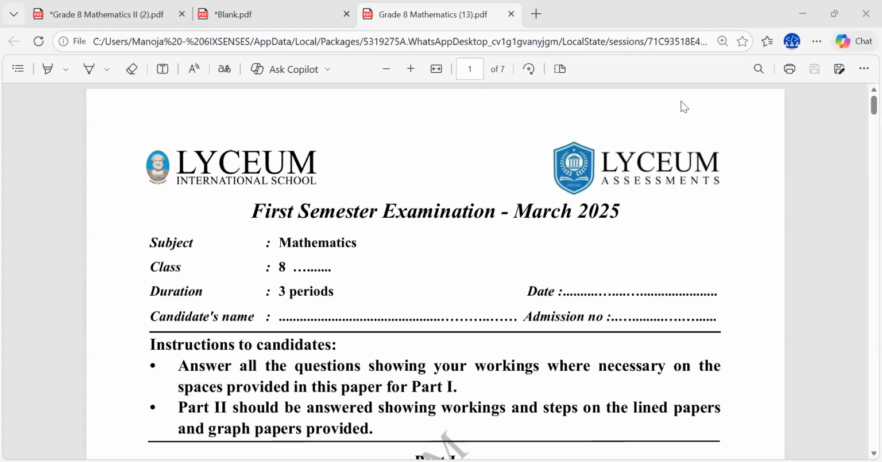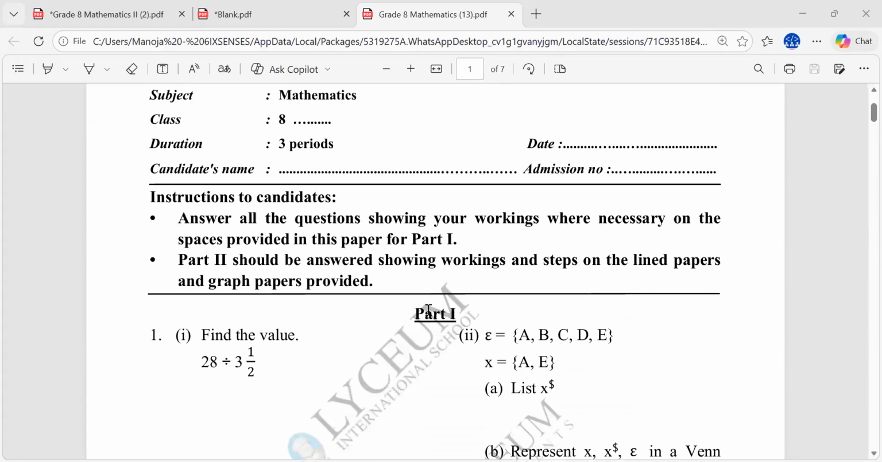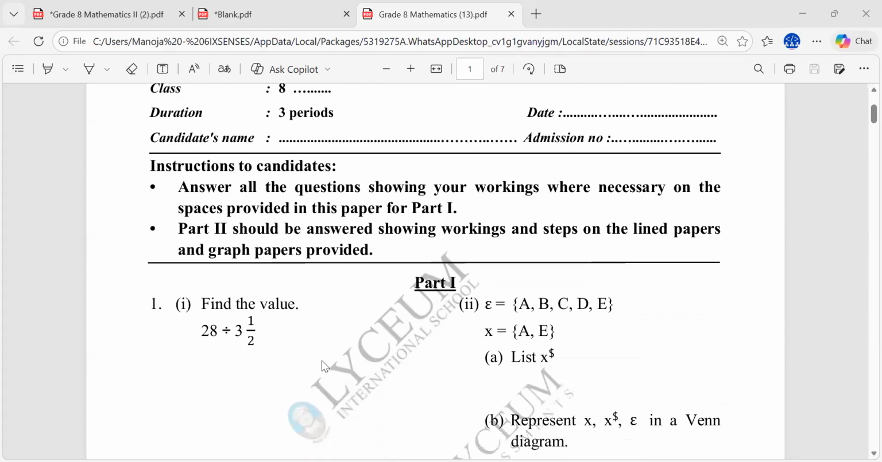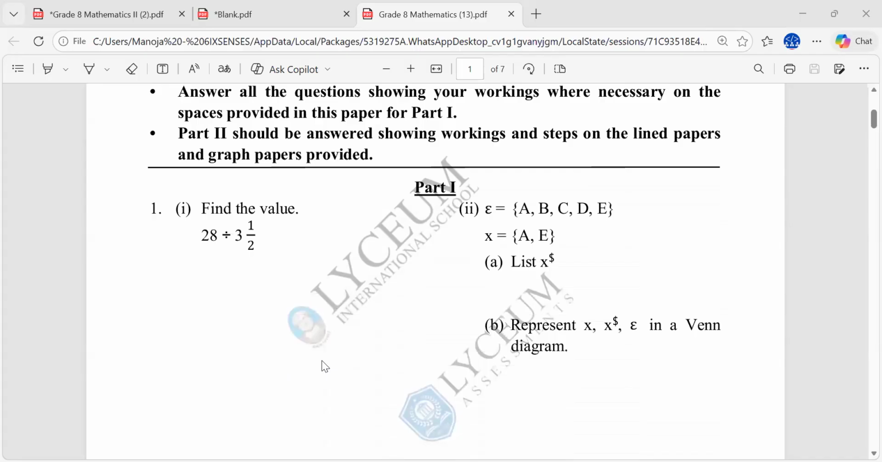This is March 2025, paper 1, right? March 2025, first semester examination, paper 1. You know you want to write the answer on this paper itself. If it is paper 2, we have an option to write our answers on the line papers, but in paper 1, we don't have that chance. We want to manage the space they have given.